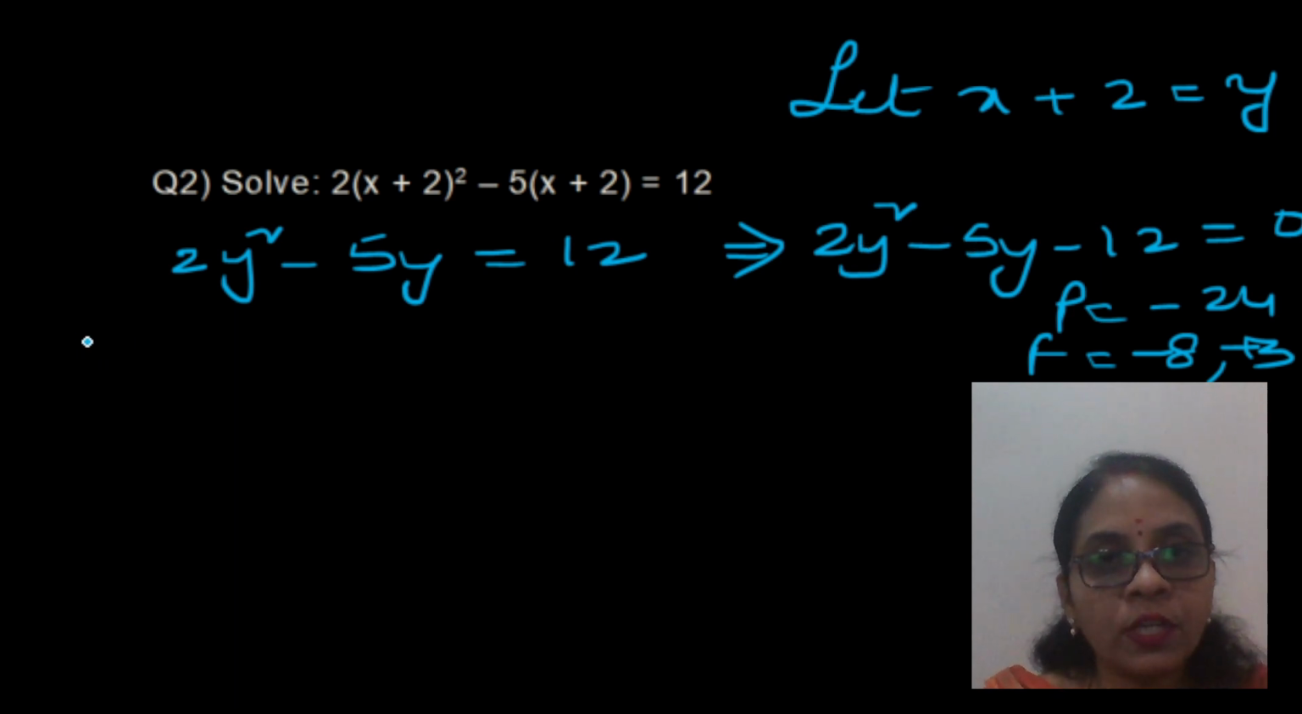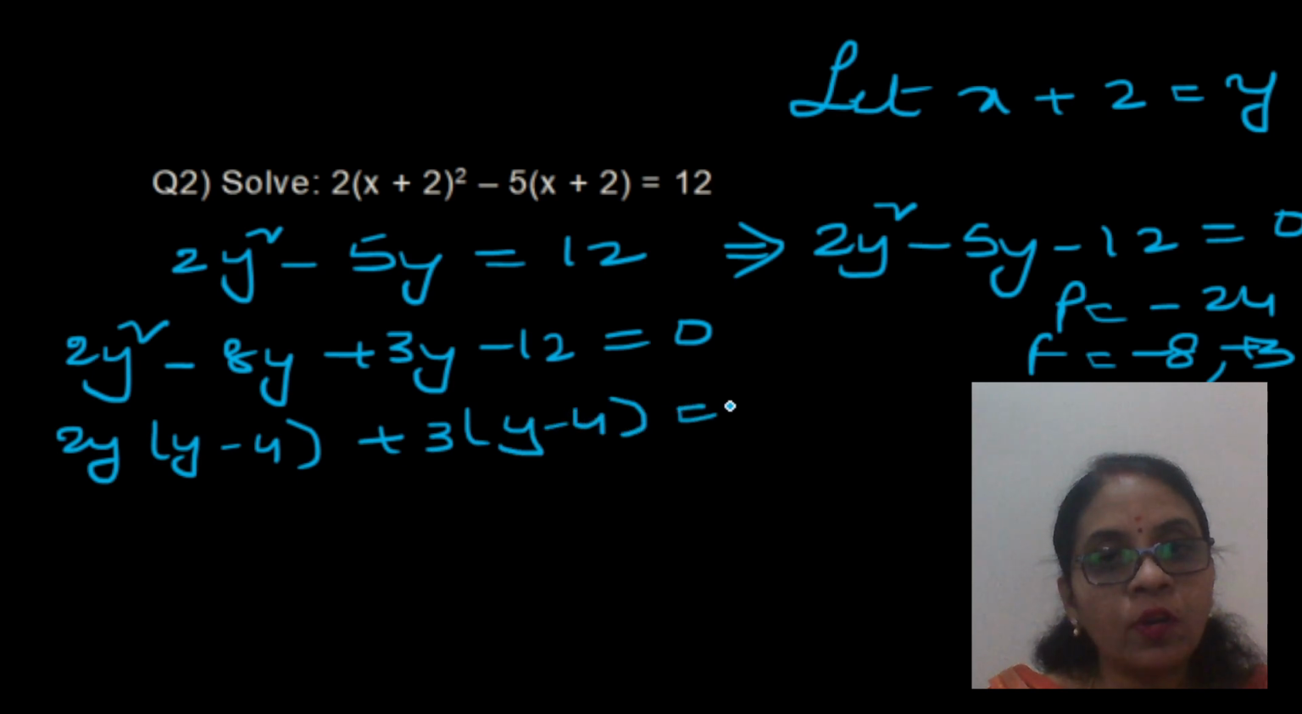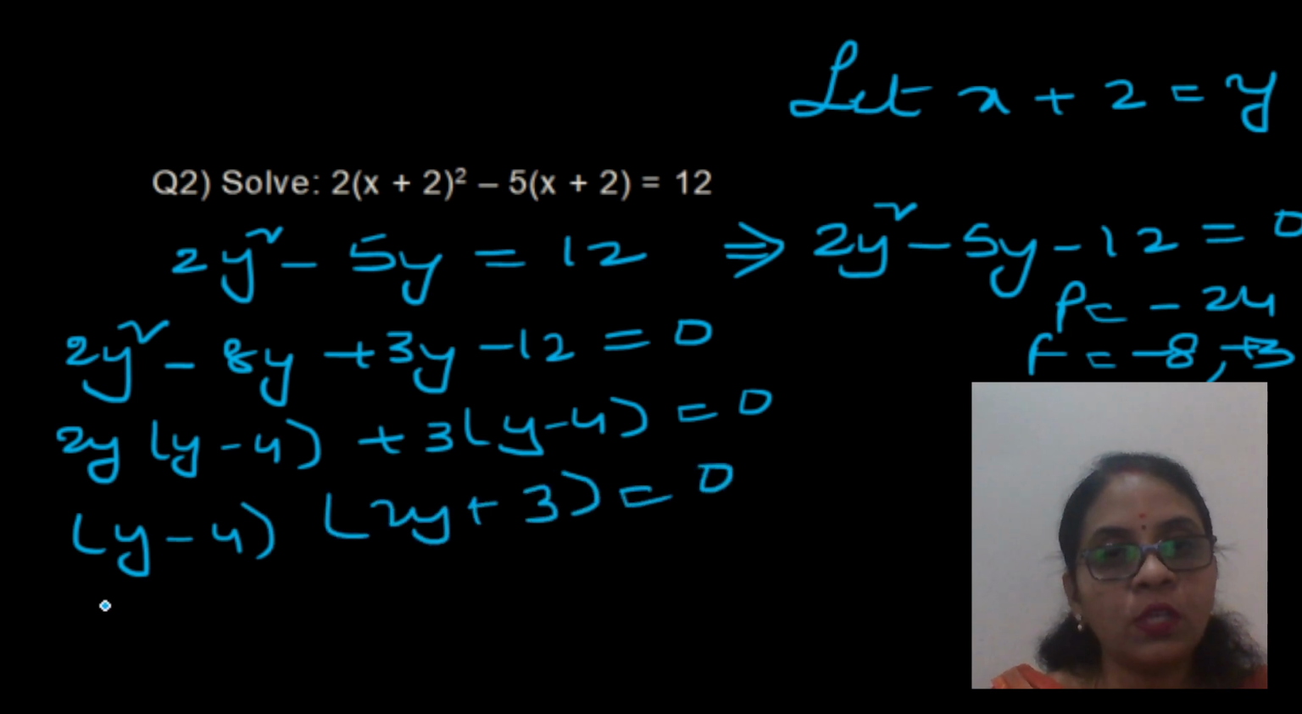So now your equation is split up as 2y square minus 8y plus 3y minus 12 is equal to 0. If you take out 2y common here, it is y minus 4. If you take out 3 common, it is y minus 4. Remember, again I am telling, these two expressions should be the same. It doesn't mean that you manipulate, take out the correct signs. So y minus 4 into 2y plus 3 is equal to 0. So y is equal to 4 or y is equal to minus 3 by 2.